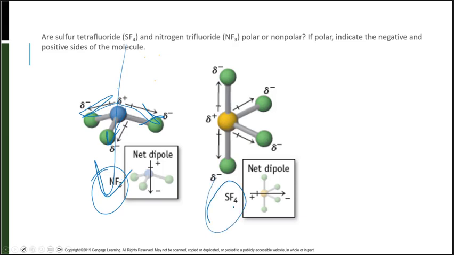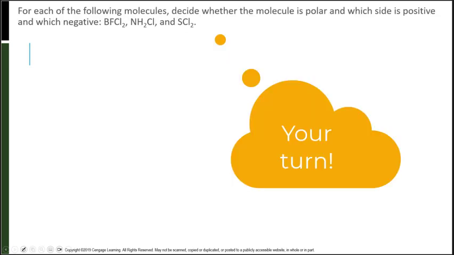For SF4, again, you needed to start with the Lewis structure to see what shape it would be in. Then I can go, oh yeah, each of those SF bonds are polar. So my net pole is going to be in, let's say, that direction. Pause the video here to see if you can answer this question.